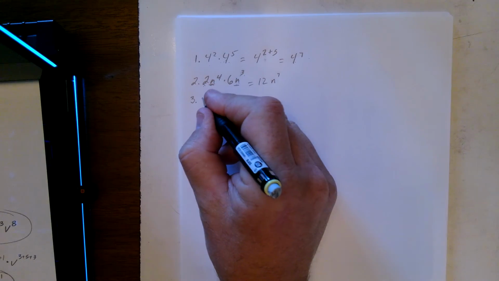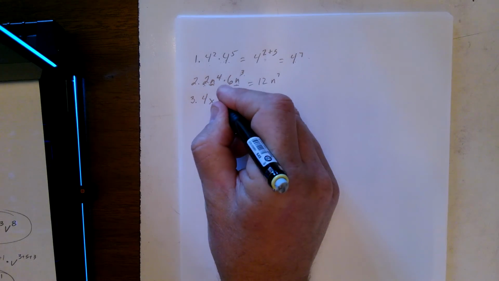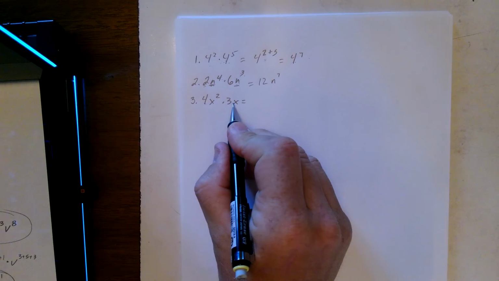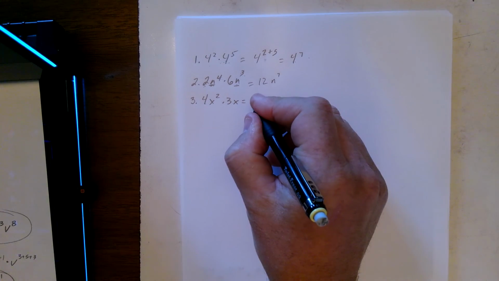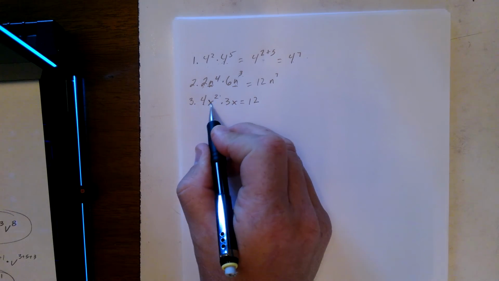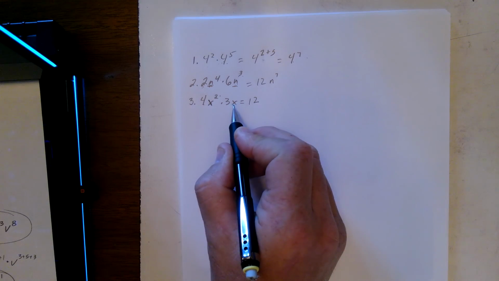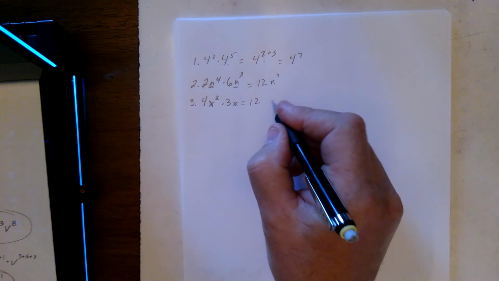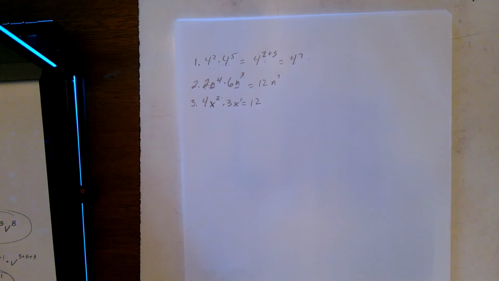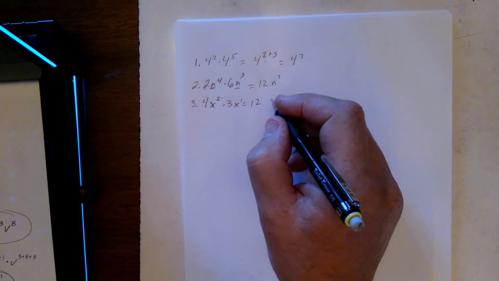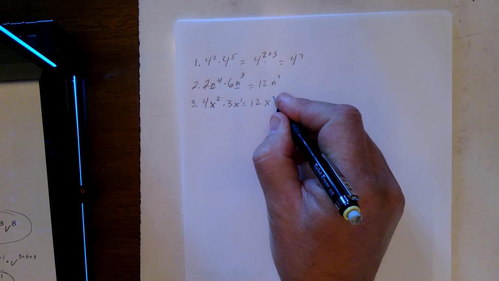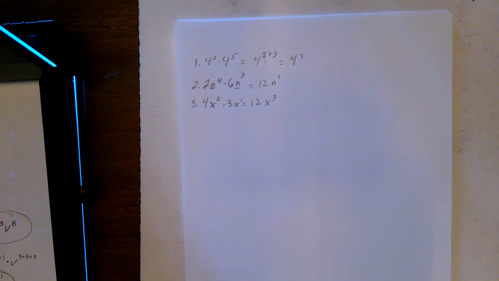Okay, the next one, 4x to the 2nd power times 3x. So I'm going to multiply the coefficients first. Gives me 12. I'm going to take the same base exponents, x to the 2nd power, x to the 1st power. When I multiply them together, I add the exponents. This is like x to the 1, although it doesn't have it there. x times itself one time. x to the 2 plus 1, x to the 3rd.